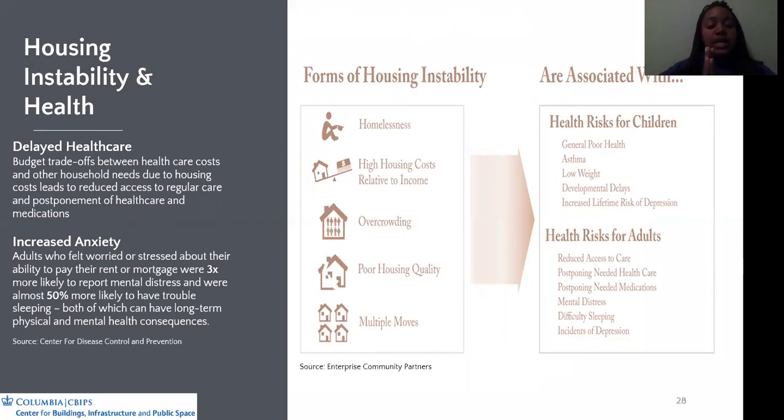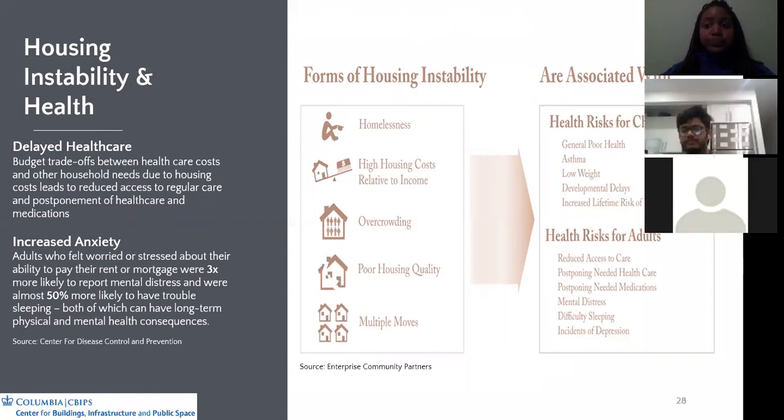So next, let's focus on housing stability and health. There are different types of housing instability. First of all, there's homelessness. And then you have high housing costs relative to your income. Another is overcrowding in your home. Next is poor housing quality. And another one is moving multiple times. These are associated with many health risks.